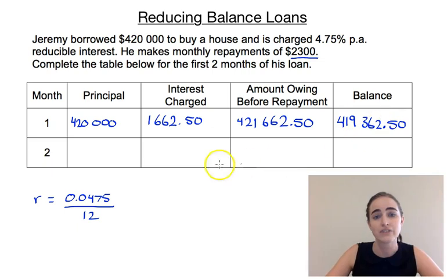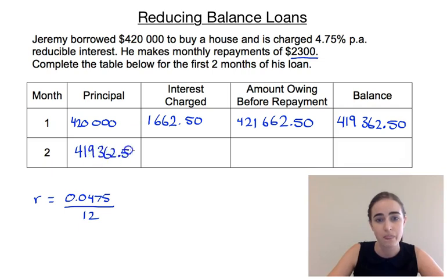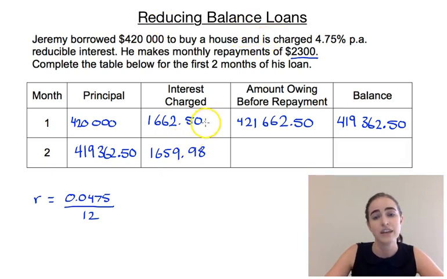So a balance at the end of the first month becomes our principal at the start of the second month. So we've got that $419,362.50. Now we're calculating the interest on this number here. So we're going to go this rate again times this number, and we'd end up with $1,659.98. So you can see that because our balance was lower, because it's a reducing balance loan, our interest in this time period is slightly less than it was in the time period before it.